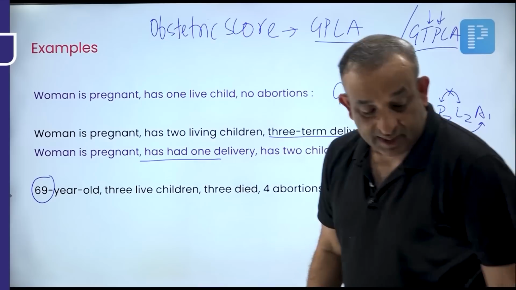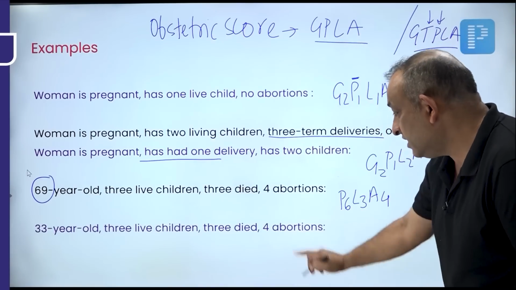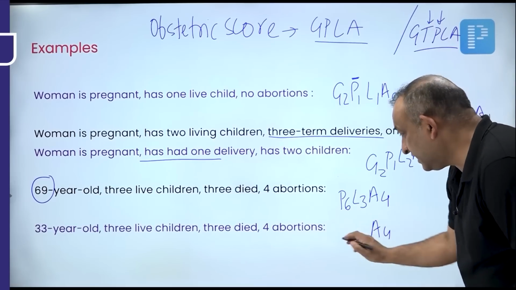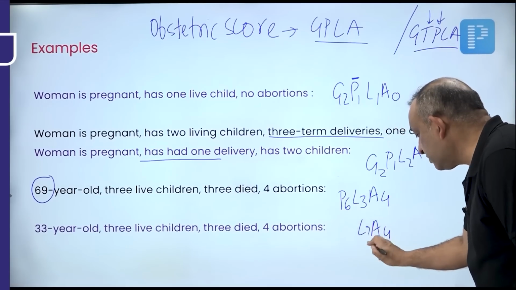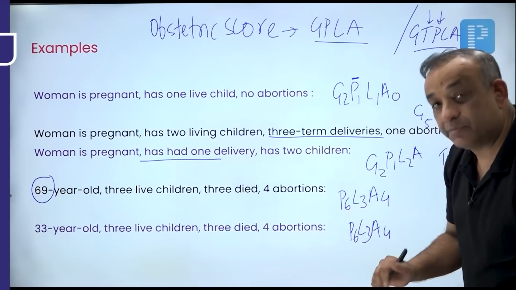All right. Now let's see one more example. There's a 33-year-old lady who's got 3 living children and 3 died and 4 abortions. So 4 abortions, 3 died and 3 living. So live 3 and she delivered 6. 3 live and 3 died. That means she's delivered 6.